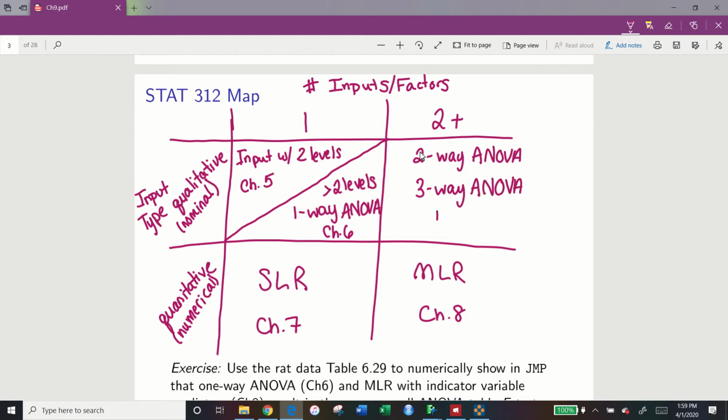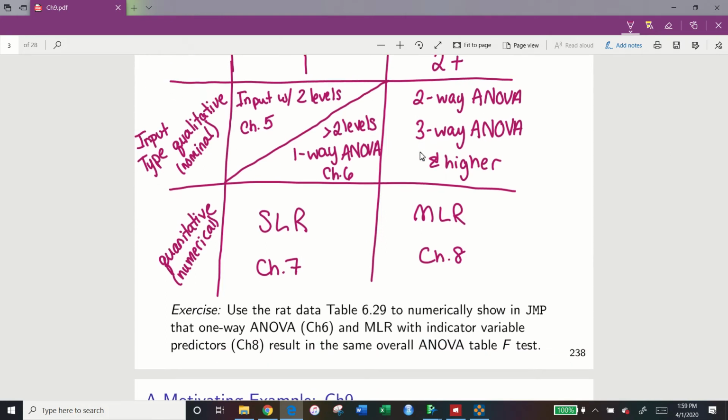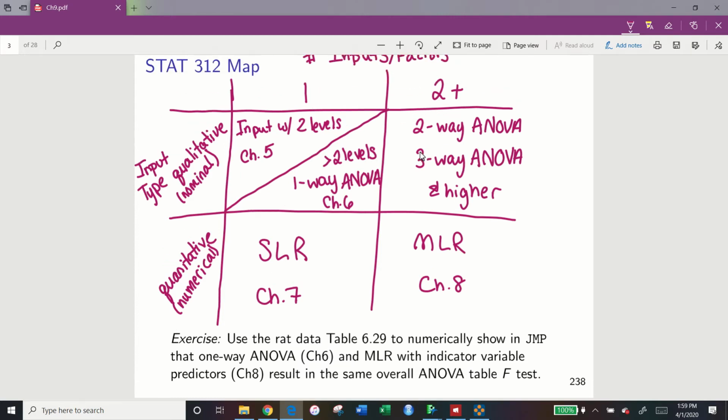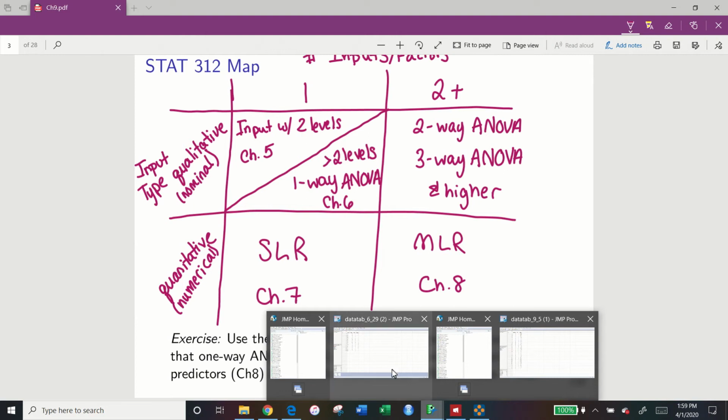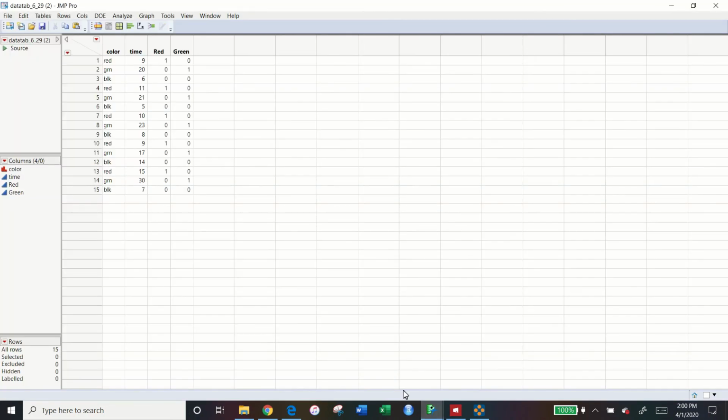Strictly speaking, there is higher. We're not going to necessarily focus on it because once you understand two-way and three-way ANOVA, you can easily see how everything else extends. But before we move on to this, I'd like to take a moment and complete an exercise using that rat data from table 6.9, because I want to numerically show you in JMP how a one-way ANOVA table in Chapter 6 and using those indicator variables from multilinear regression will actually result in the same overall F-test. So let me pull up our rat data.